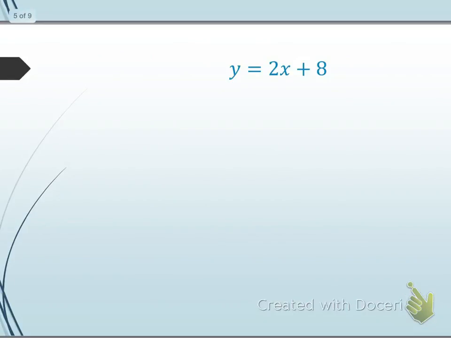Okay, so we're going to interchange them. And remember, you're only interchanging your x and y. So we flip-flop these and then solve for y equals mx plus b. So we're going to subtract 8. So I got 2y equals x minus 8. Divide everything by 2 to get y equals x over 2 minus 4.